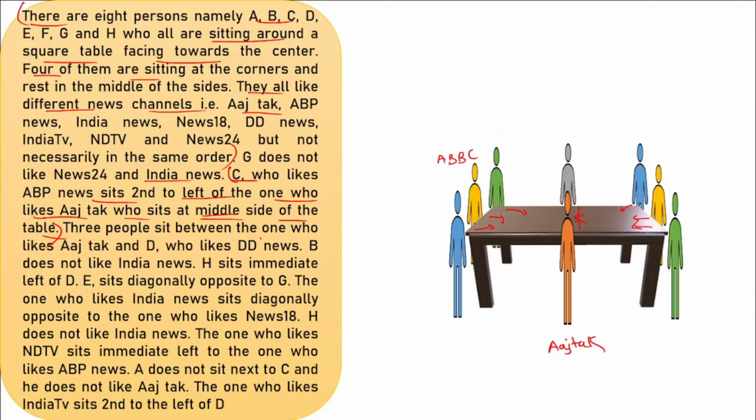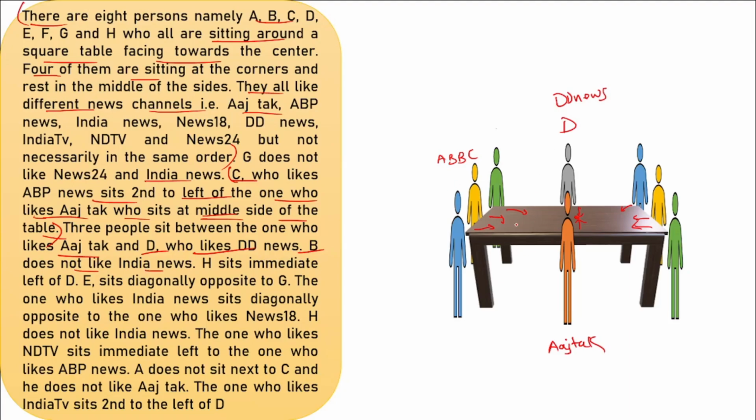3 people sit between the one who likes Aaj Tak and D. So this orange guy likes Aaj Tak. 1, 2, 3, D. You can go from the right side or from the left side, as this is an 8 person arrangement. 3 persons after the one who likes Aaj Tak would be D, and this is D. So this gray guy is D, okay? And D likes DD News. So D likes DD News. That's simple. B does not like India News.